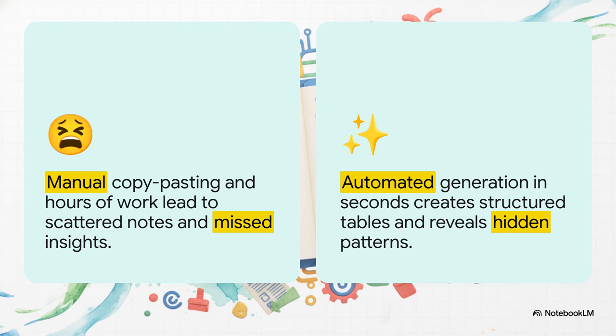And this really shows that classic before and after picture. On the one hand, you've got the old way, which we all know and hate. Hours of mind-numbing manual work, notes everywhere, and that constant fear that you're missing some crucial connection. But then, there's the new way. We're talking automated generation that takes seconds, not hours. Beautiful, structured tables, and the best part? You can finally see those hidden patterns that were buried in the mess.